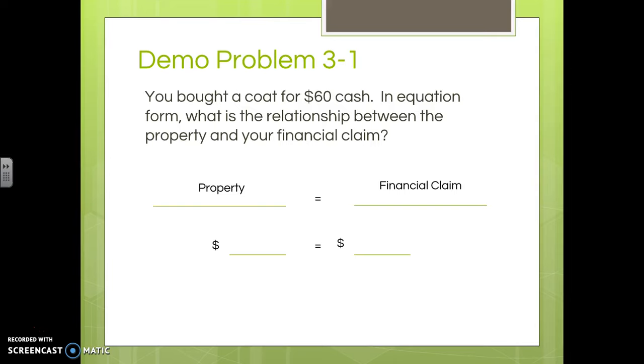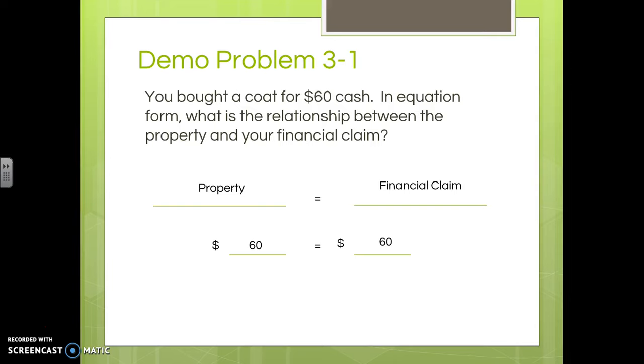Okay, please take out demo problem 3.1. Let's take a look at this. Now you've bought a coat for $60 cash. We are going to take a look at this in equation form. What is the relationship between the property and your financial claim? Well, the property is the coat, and the coat has a value of $60. You paid for this coat with cash out of your own pocket, which is your financial claim, so the property equals the financial claim. $60 equals $60.